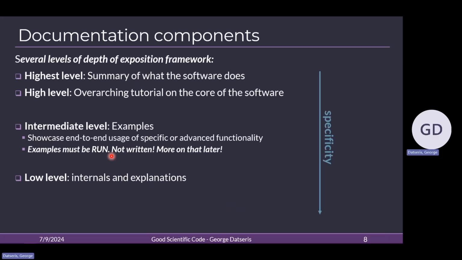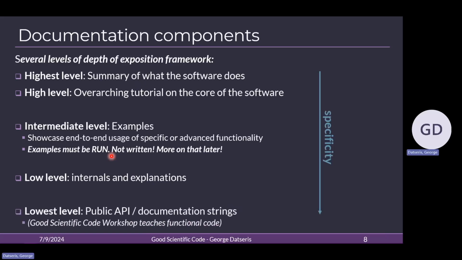We go down in depth and we have the low level, which is internals of the software, if you want to document them, or explanations of how parts of the software work. Then we have the lowest level, which is simply the public API, which is where you declare how this software is supposed to be used. The public API is just the documentation strings of your functions and types.